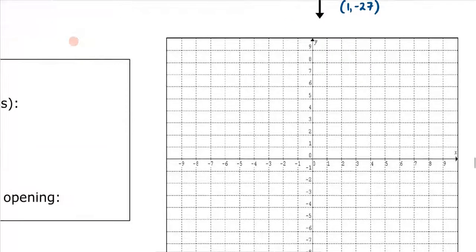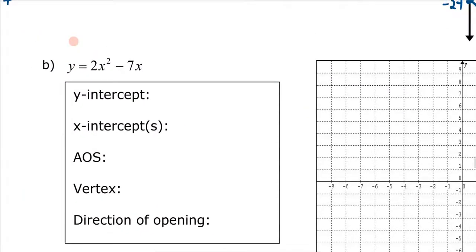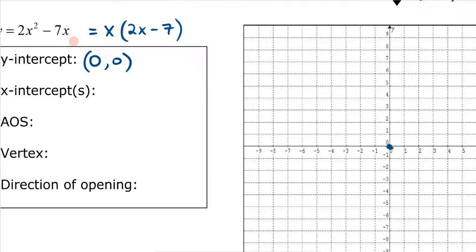Okay. Now when you're looking at the next one, 2x squared minus 7x, you can common factor this as well. There is a common factor of x in each term. 2 and 7 don't have a common factor, so we'll just leave this as x times 2x minus 7. Now again, there's no term after the 7x, so the y-intercept is 0. So 0, 0, the origin. You can plot that on the grid.